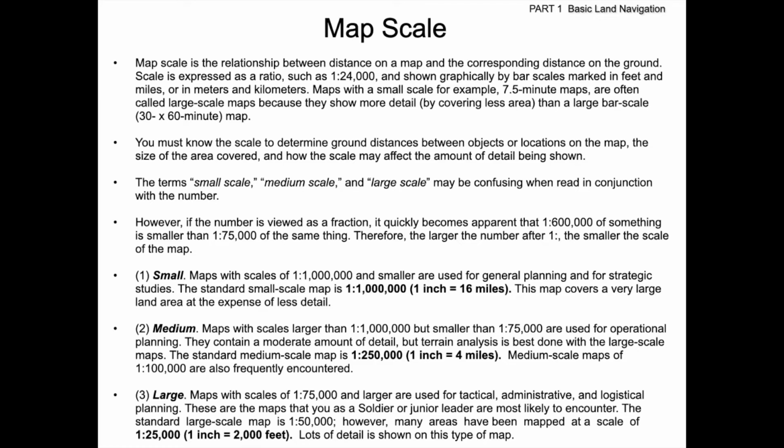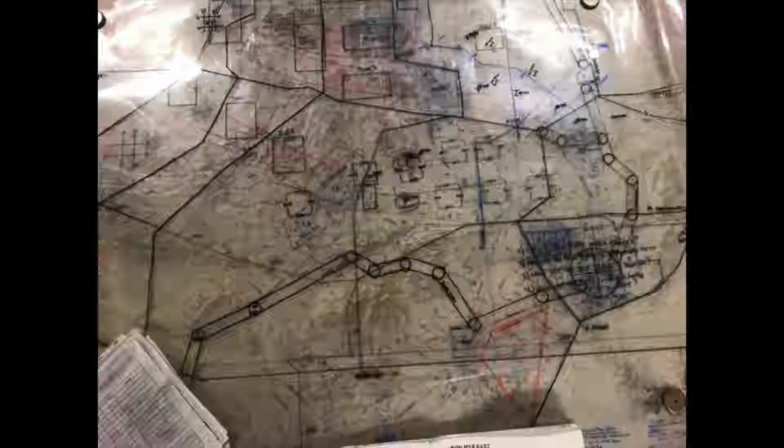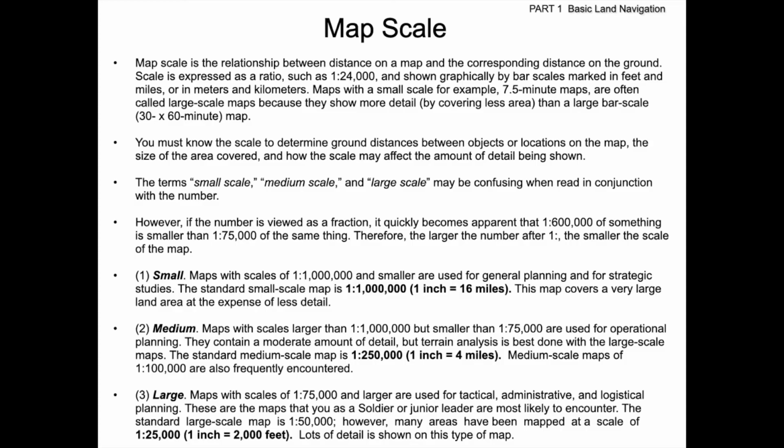Medium maps have scales larger than 1 over 1 million but smaller than 1 over 75,000. Used for operational planning. They contain a moderate amount of detail, but terrain analysis is best done with a large scale map. These are going to be your in-between one-size-fits-all maps.